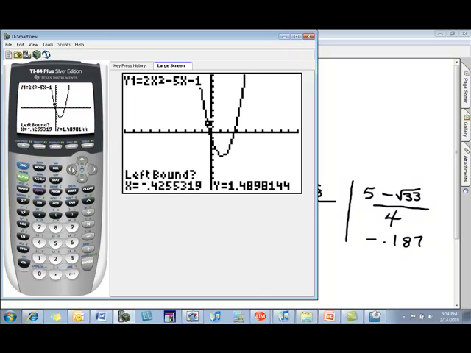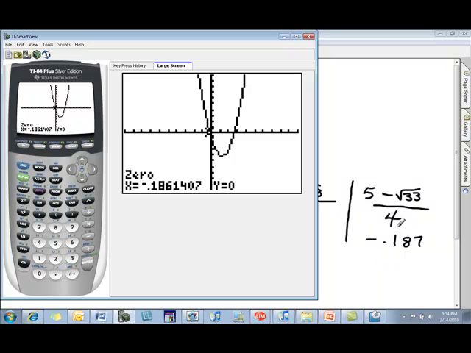So you're going to go to the left, or up really is what this means, to the one you're trying to find. Hit enter. You're going to now go to the right, hit enter, and you're going to go up now and guess what you think. And it says, notice at the bottom, x equals negative 0.1861407.